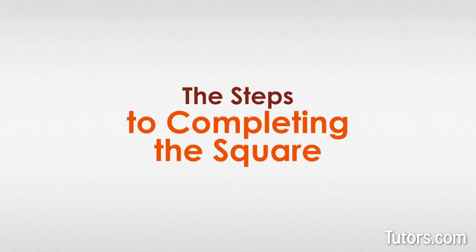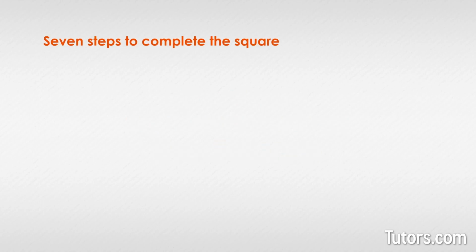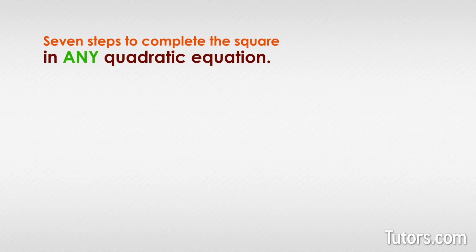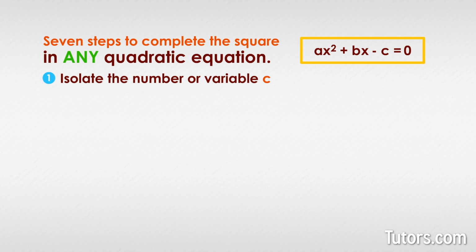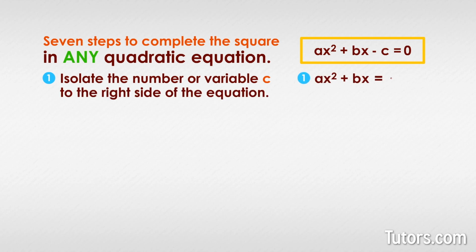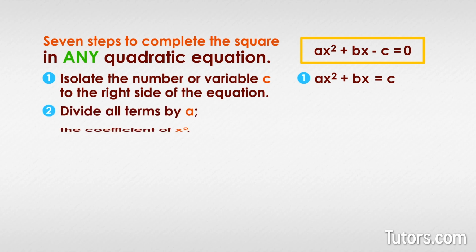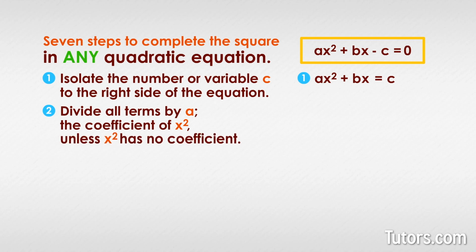Now, let's discuss the steps to completing the square. 7 steps are all you need to complete the square in any quadratic equation. The general form of a quadratic equation looks like this. And here are the 7 steps. Step 1. Isolate the number or variable c to the right side of the equation. Step 2. Divide all terms by a, the coefficient of x squared, unless x squared has no coefficient.